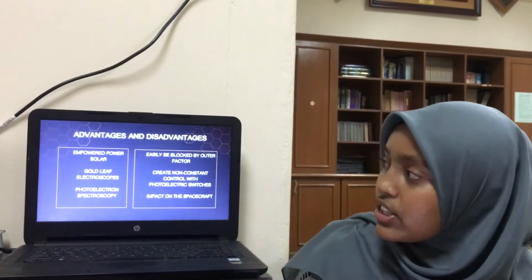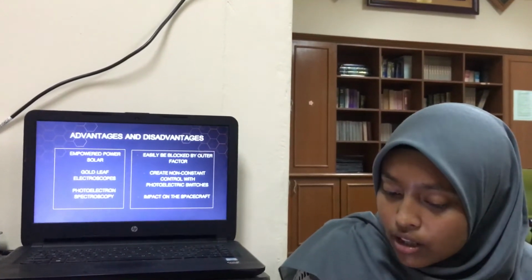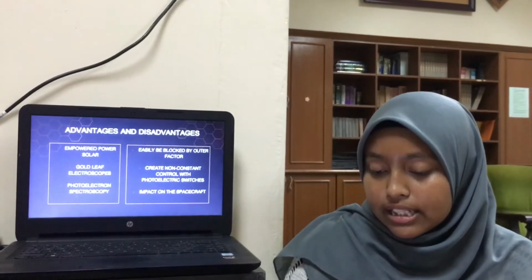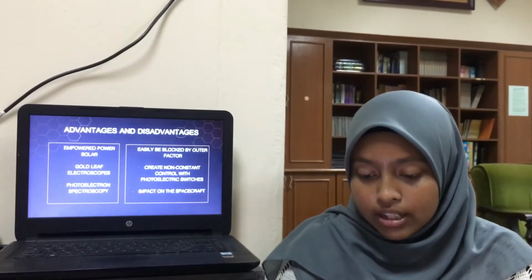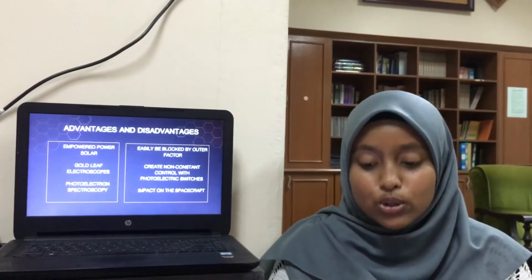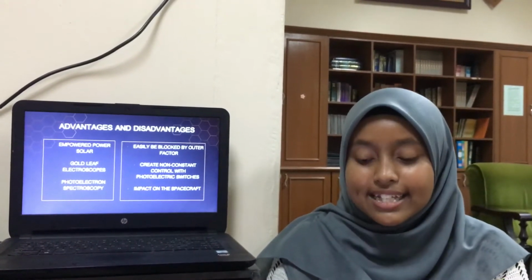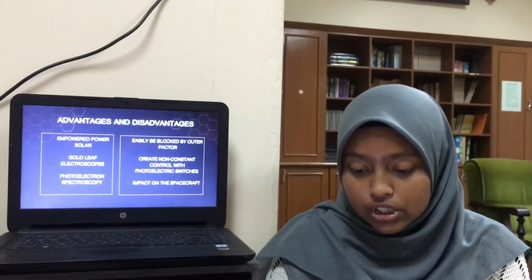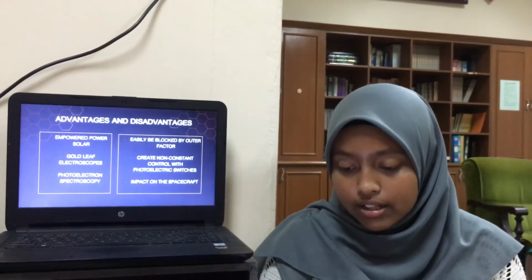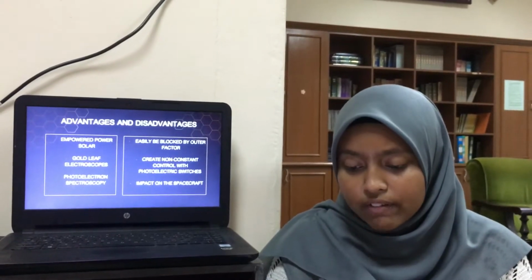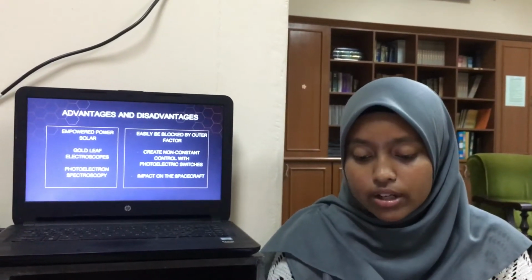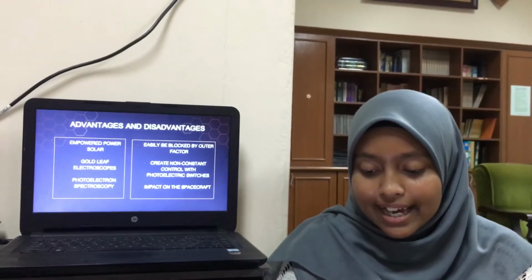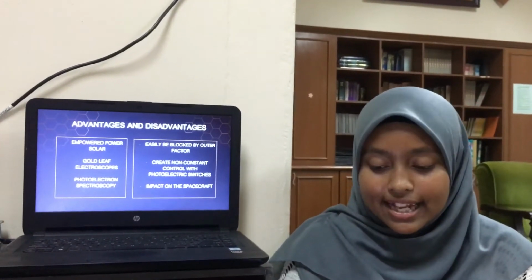So the next advantage is that the gold leaf electroscope is an important tool in illustrating the photoelectric effect. These electroscopes are designed to detect static electricity. The stem and the gold leaf have the same charge, hence they repel each other. If the electromagnetic radiation does not have enough frequency, the leaf will never discharge, hence there is no static electricity.